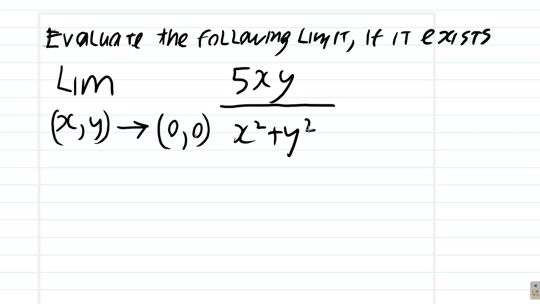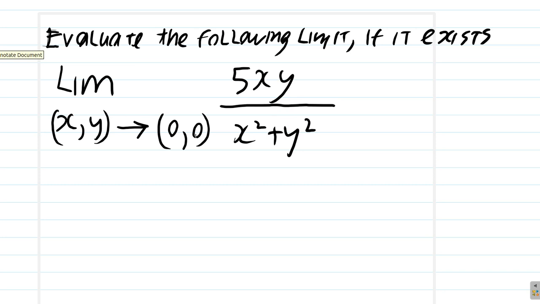We have to evaluate the following limit if it exists. So what we have here is the limit of (x, y) as (x, y) tends to (0, 0). In this case, x tends to 0 and y tends to 0 of 5xy divided by x squared plus y squared.